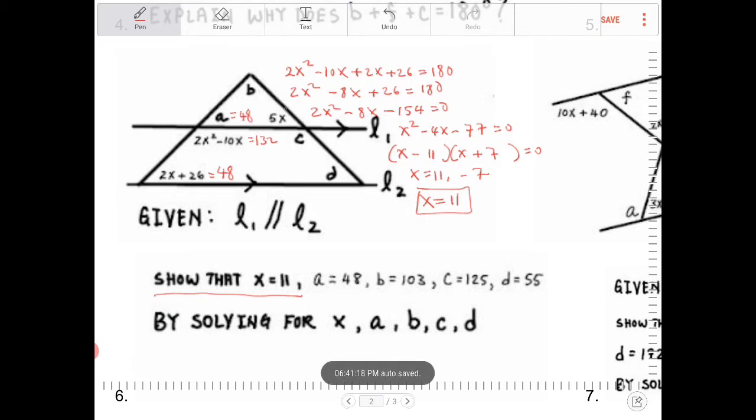And 5x over here is equal to 55. And angle B here, okay, being that all the angles inside of a triangle must add up to 180, as we had proven in the previous step. 55 plus 48, that's 90, I'm sorry, that's 103.